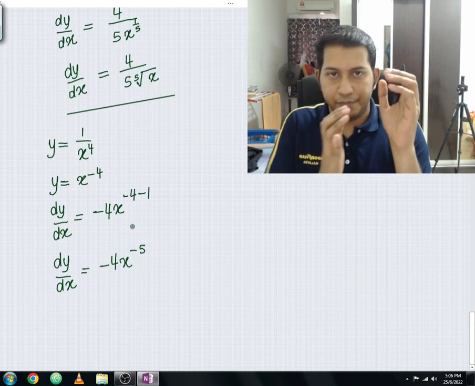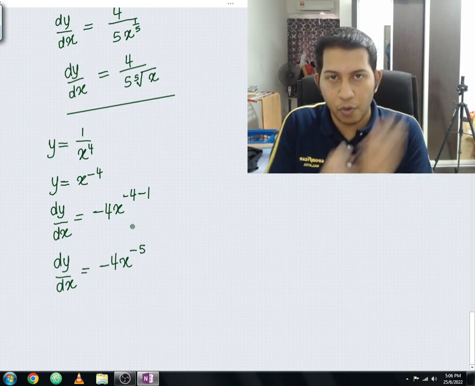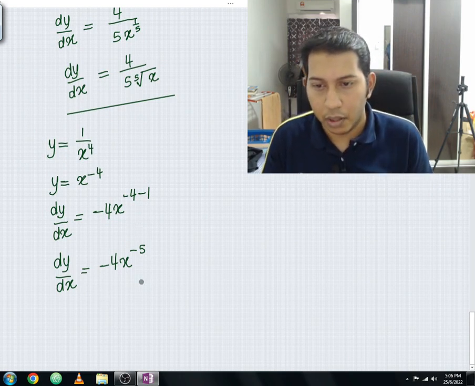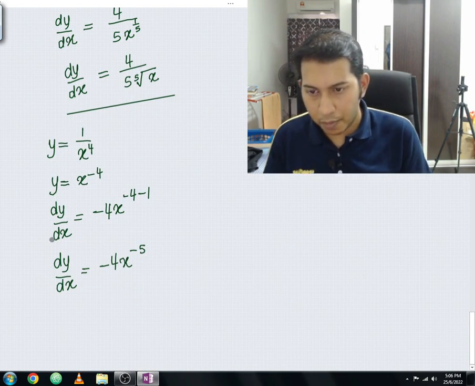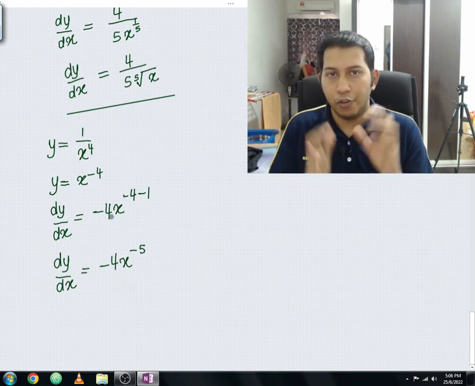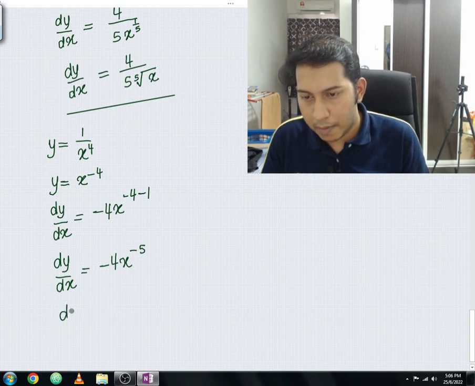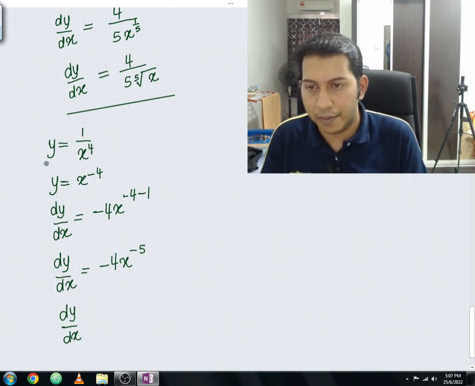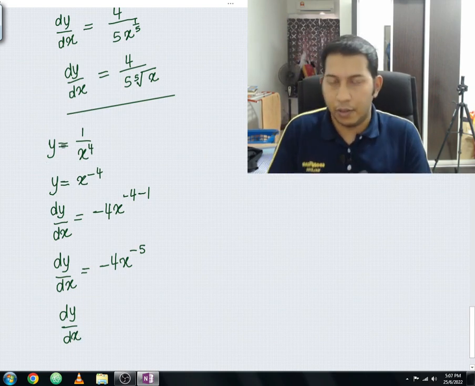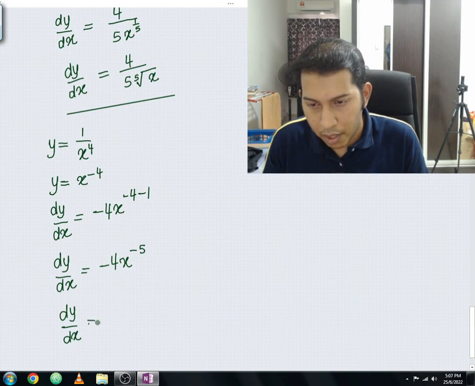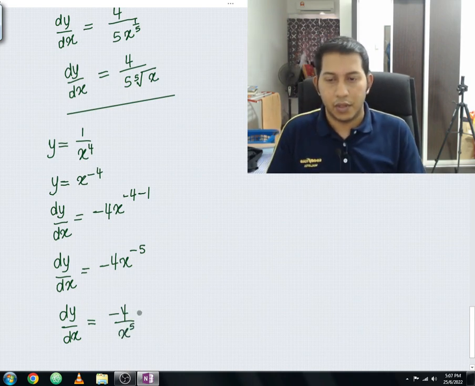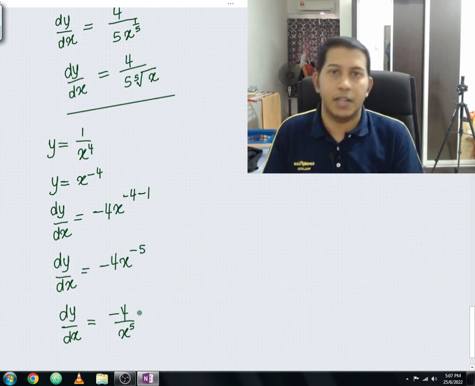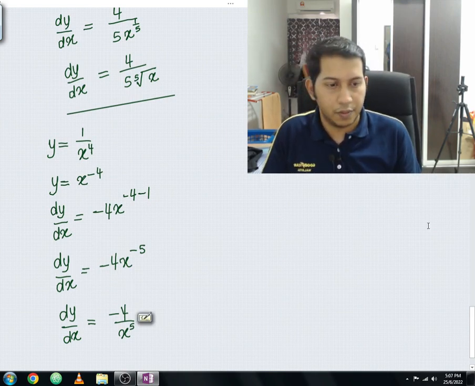And this negative index you can move to the denominator, you can form the fraction. So from here you can leave your answer in this way, but to be on the safe side you convert back into the fraction form. Since the question gives you the fraction form, to be on the safe side you just convert back to the fraction form. Your dy/dx will be negative 4 over x to the power of 5. So the x to the power of negative 5, you move it back to the denominator. Okay, so this is your answer.